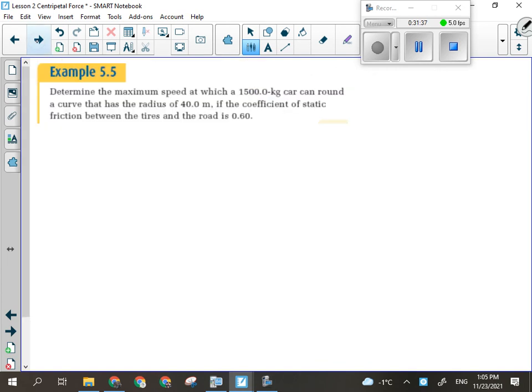All right, this is an unbanked corner. Remember that in an unbanked corner, the force of friction is providing the centripetal force. It's not banked, so it's flat. See what you remember from the other day. See if you can solve this one. We're trying to figure out how fast this vehicle can take the corner.